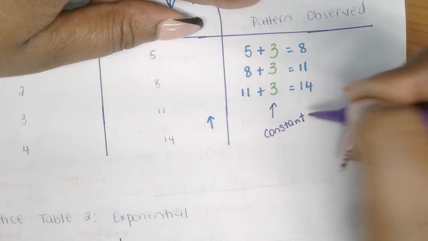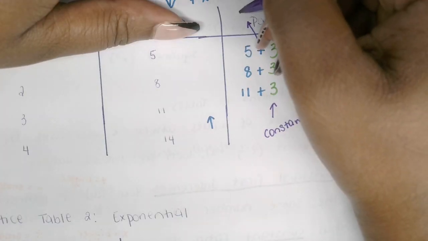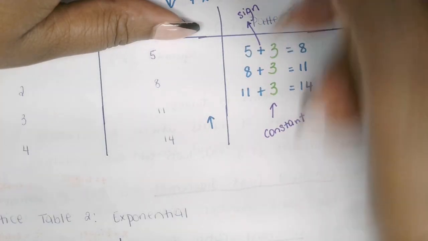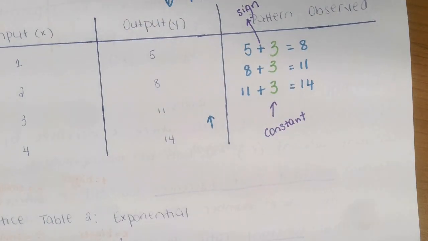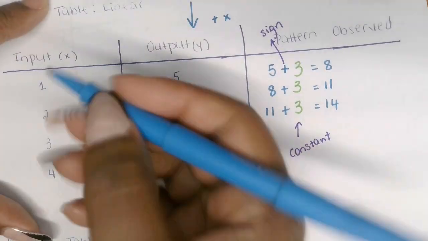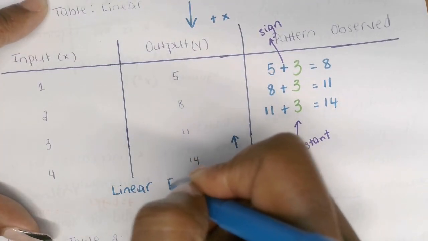And what sign we use is addition. So if our constant is 3, which we did find a pattern, and if our sign is a plus, then we know this whole table is a linear function.